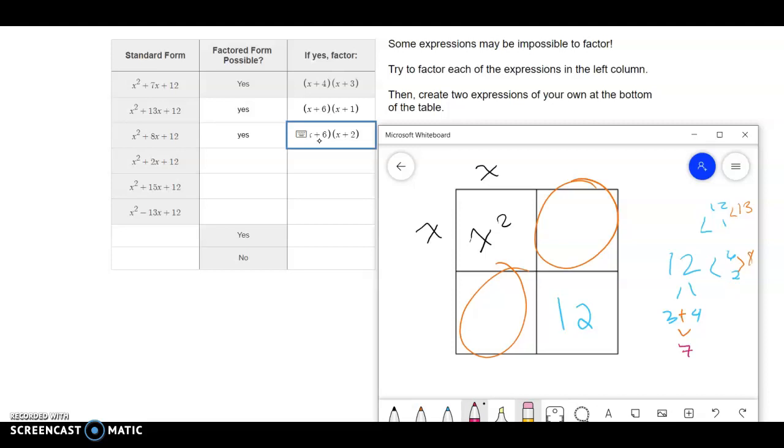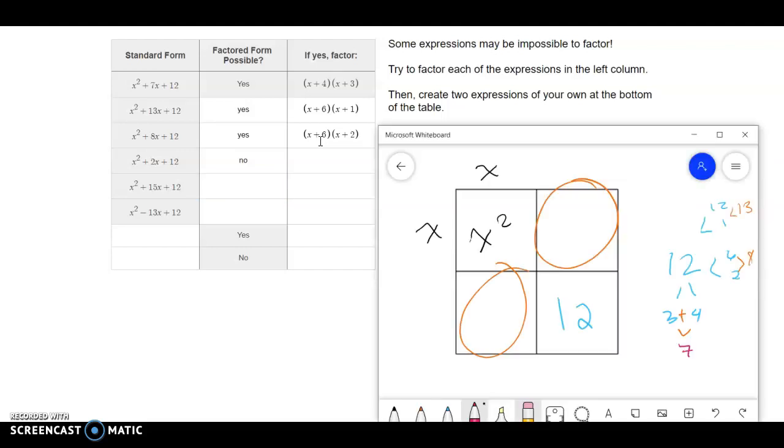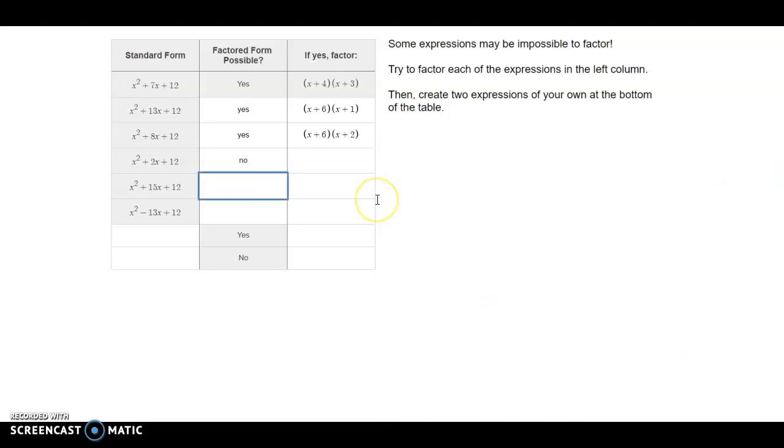Anyway, so see, even teachers make mistakes. I can't get a factor of 2x at all, because 3 plus 4 is 7, 6 plus 2 is 8, 12 plus 1 is 13. So this is not possible. So all we're going to say is no, because I can't factor it. Well, let's try 15. 15? Absolutely not. We got 13, 8, and 7. So this is not possible either.